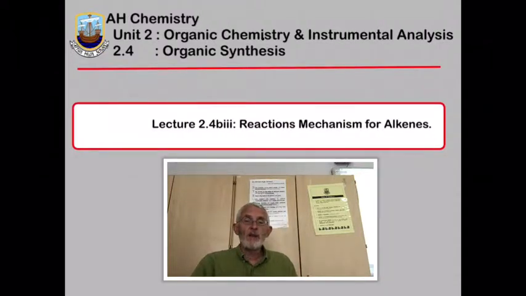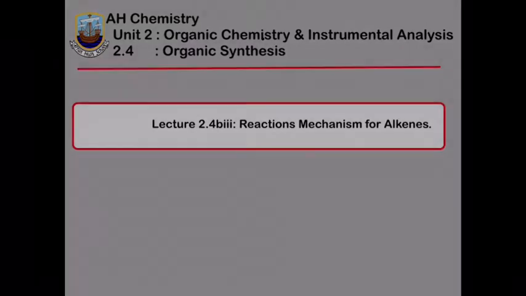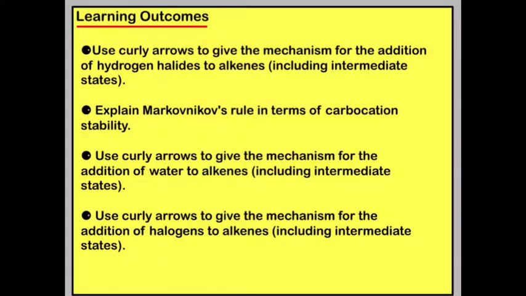In this final lecture on alkenes, we're going to look in more detail at the reactions and consider the reaction mechanisms. By the end of this lecture, you should be able to use curly arrows to give the mechanism for the addition of hydrogen halides to alkenes, including the intermediate states.